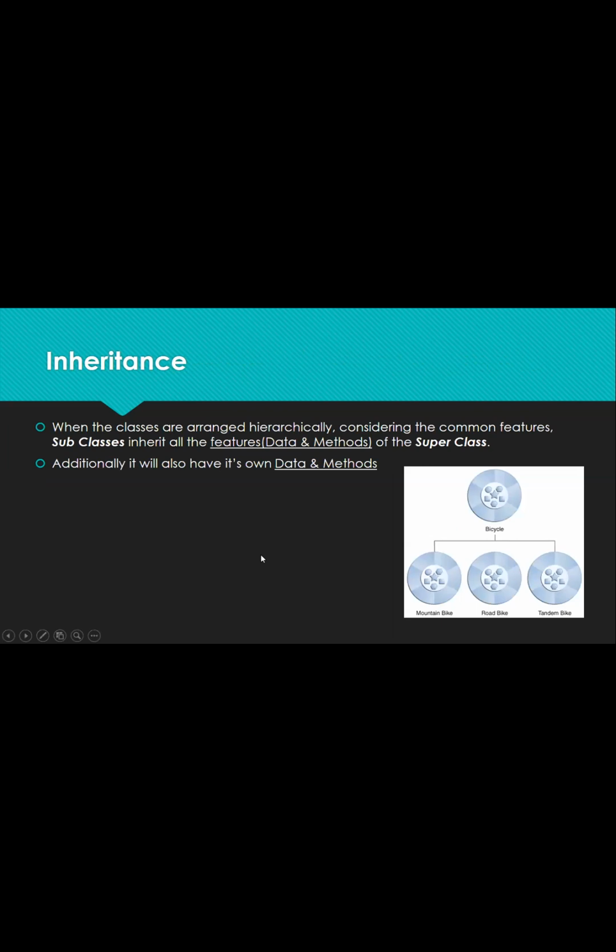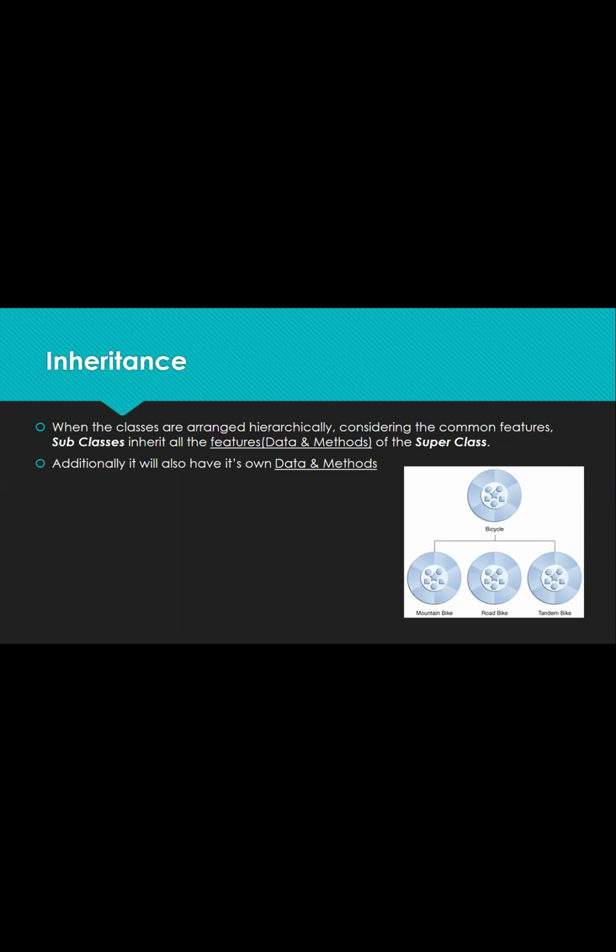And then we have something called inheritance. Inheritance is when the classes are arranged hierarchically, considering the common features, and subclasses inherit all the features, data and methods of the superclass. Additionally, a subclass will also have its own data and methods. So with this feature, from one class you will be able to have subclasses, and that is known as inheritance.